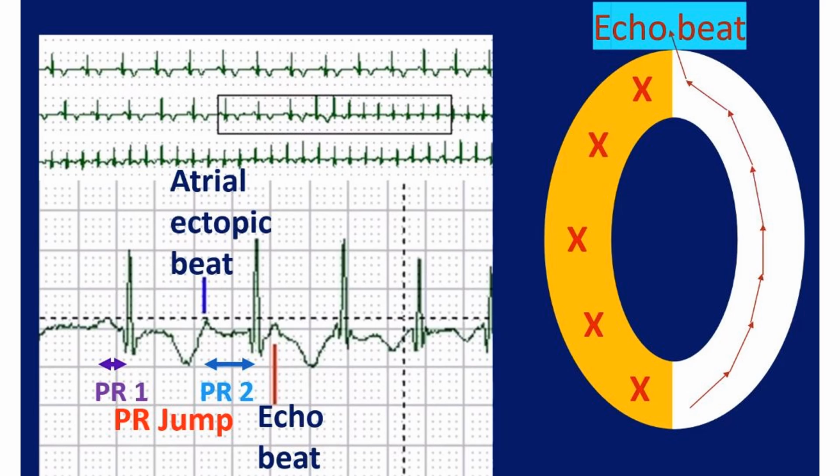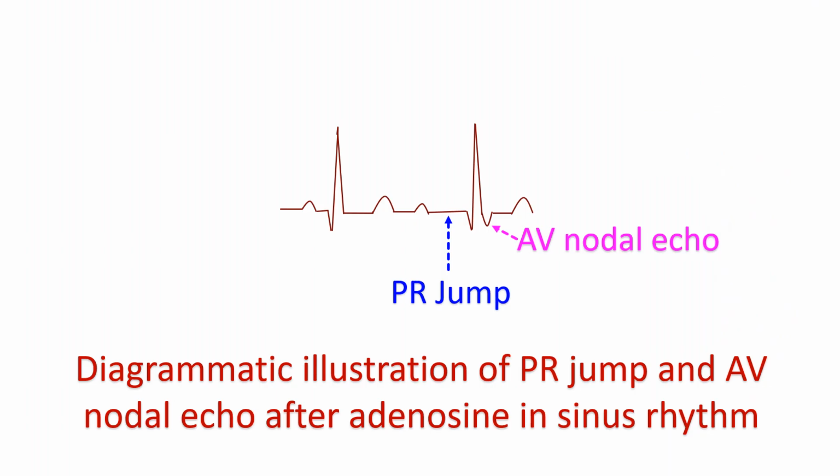Corresponding to the PR jump, during electrophysiology study, an AH jump can be demonstrated after an appropriately timed atrial extra stimulus. PR jump can also be induced by adenosine during sinus rhythm. In this case, PR jump is defined as a sudden increase in PR interval by 50 milliseconds or more between two consecutive sinus beats. AV nodal echo is defined as a retrograde P wave at the end of the QRS complex, as seen in the case of atrial ectopic in the previous ECG.